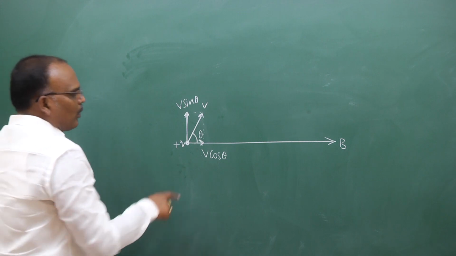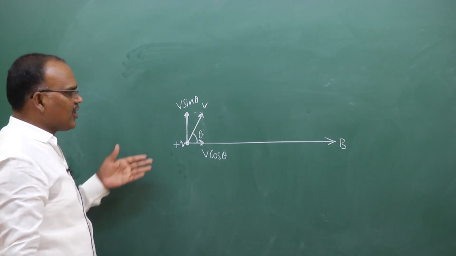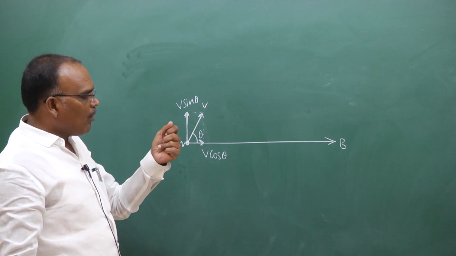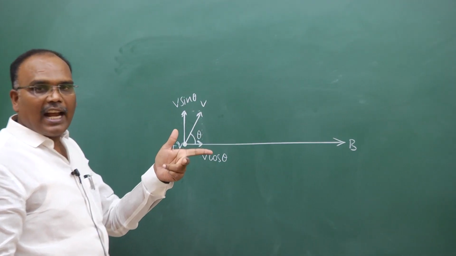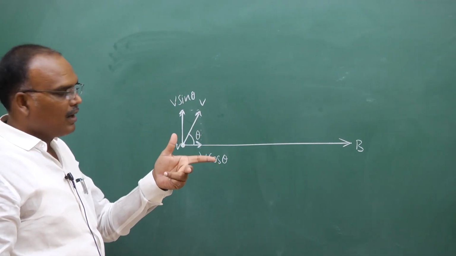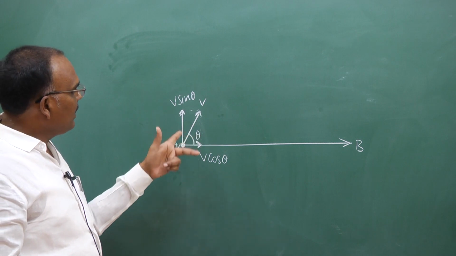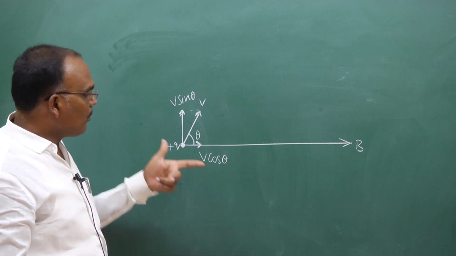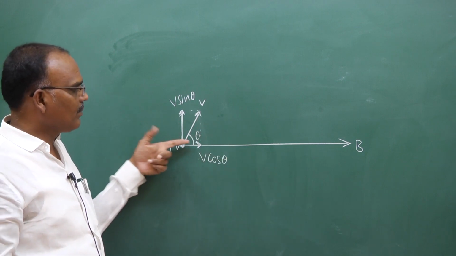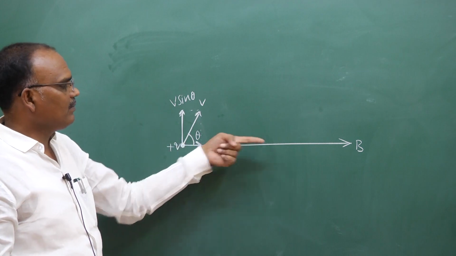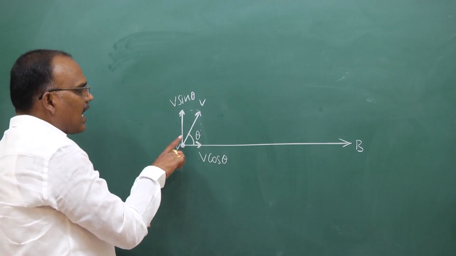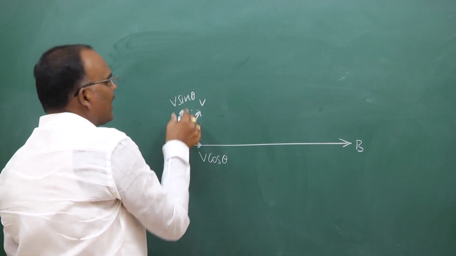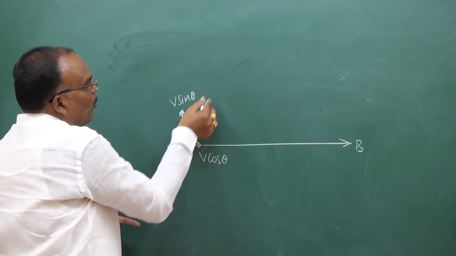Now the magnetic field is represented in this direction. I would like to apply Fleming's left hand rule to this charged particle to know the direction of the magnetic force. The magnetic field is in this direction. The charged particle is moving along the x-axis as well as along the y-axis. It is moving in a plane.